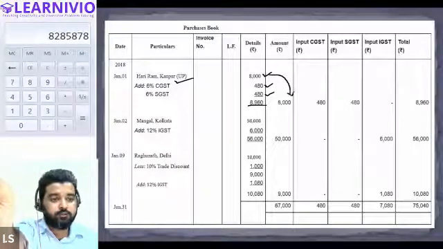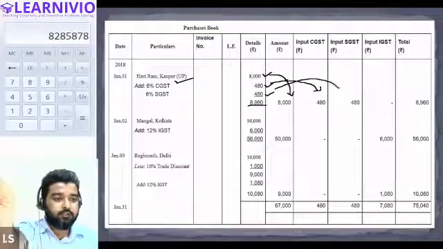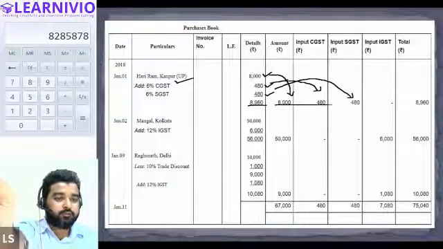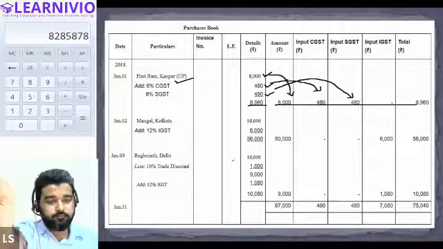This is the cost of the goods. This is the CGST we have paid, and this is the SGST we are paying. And the total value of all of these is 8,960 rupees.